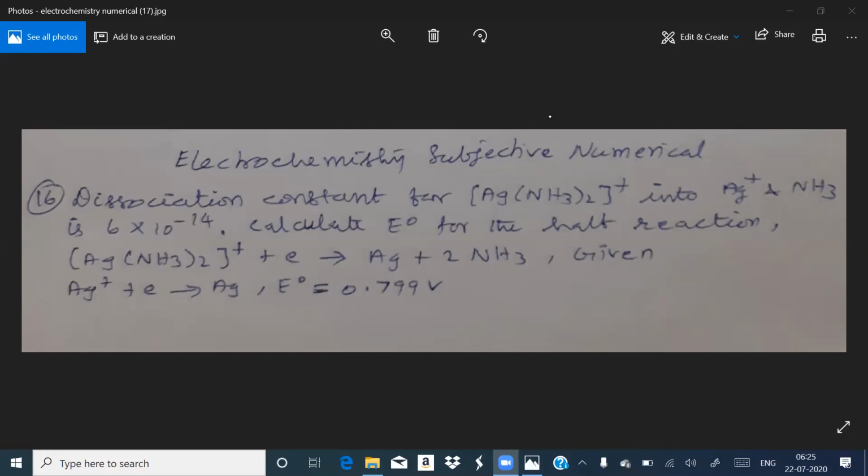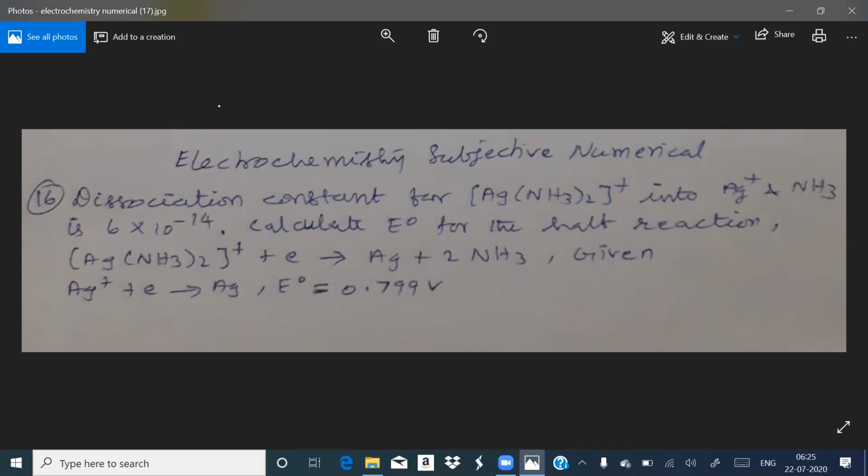So for this half reaction, what is the half reaction? In the complex, Ag plus takes an electron and becomes Ag, and the ligand is released from the complex as a free molecule. For this half reaction, what is the E naught value we have to find? For this half reaction, we have to find E naught value.